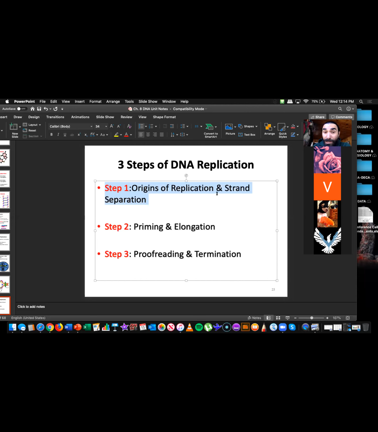And it is also where the strands separate. So remember when I showed you that picture of it unzipping? That's all that we're going to talk about today. We're going to look at step 1. Please write it down. Step 1 is called origin of replication and strand separation.